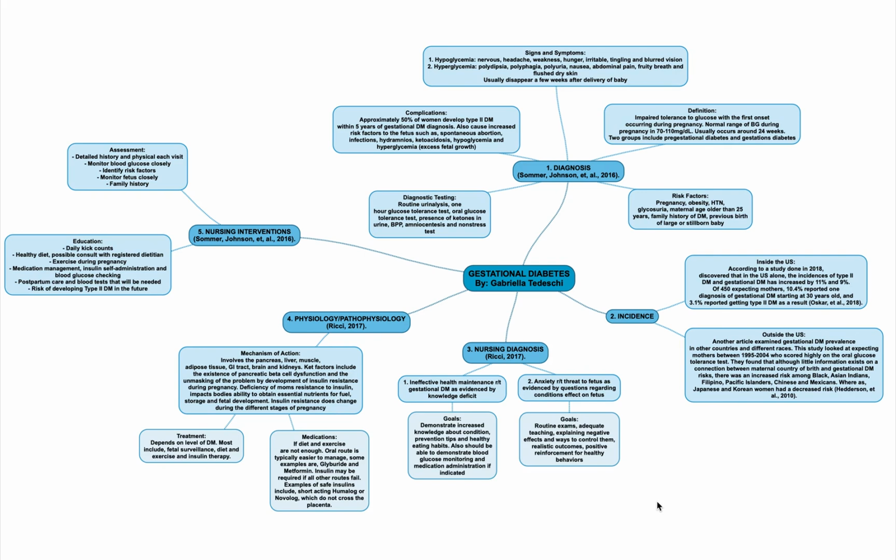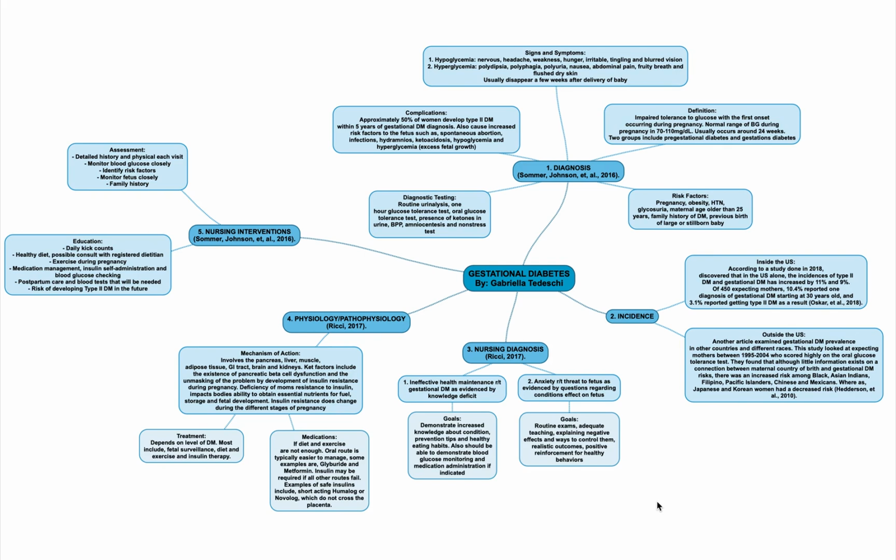If she's hyperglycemic, she'll have polydipsia, which we know is increased thirst, polyphagia, which we know is increased hunger, and polyuria, which we know is increased urination. She might feel nauseous, she might have some abdominal pain, and she will have a fruity odor to her breath, and flushed, dry skin. And these symptoms typically disappear a few weeks after delivering the baby.